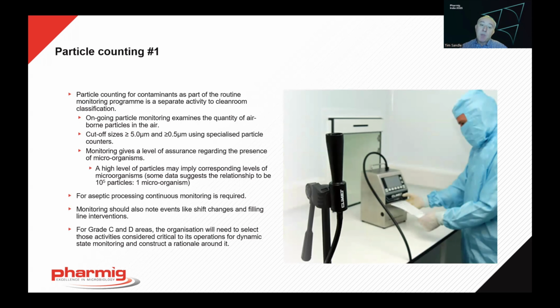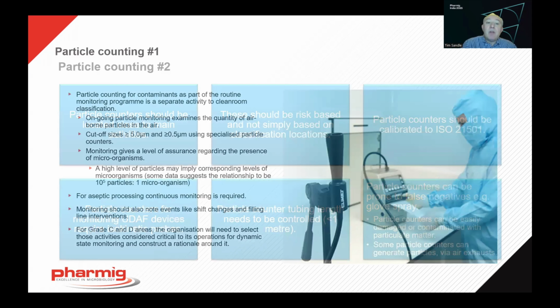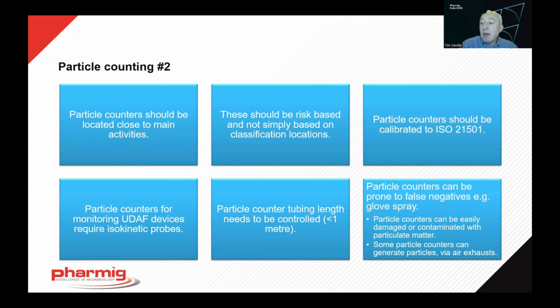Particle counting. With particle counting, many people over the years have tried to look for correlations between numbers of inert particles and potential viable contamination. That relationship is quite hard to determine. But we do need to make sure that we have our particle counters in the right locations, and that we are using a continuous sampling mode. We also need to make sure that we're using isokinetic probes in grade A, because this avoids particle loss.